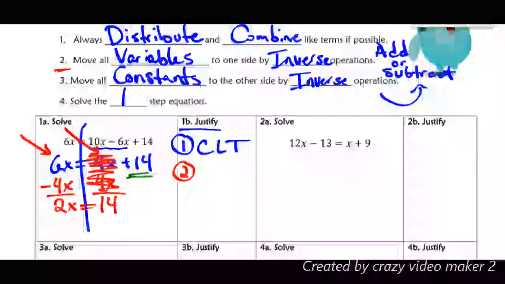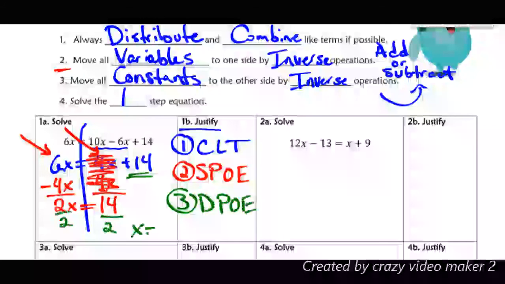I subtracted on both sides of the equal sign. I use the subtraction property of equality. And my last step, that's just my one-step equation. I'm going to divide on both sides. That's DPOE, division property of equality. My final answer is x equals 7.